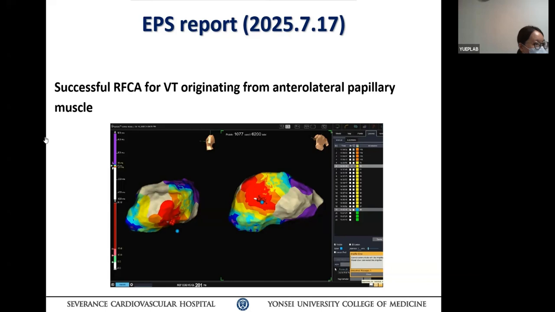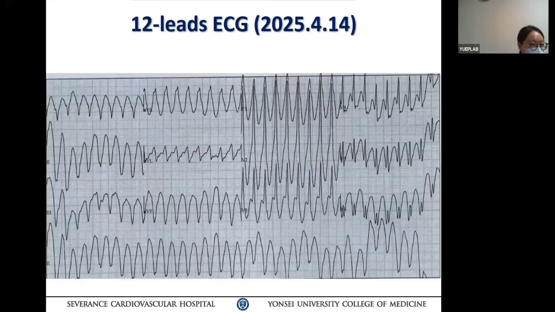Go back to your ECG. This is consistent with the inferolateral VT. I mean, anterior papillary muscle. It would be trouble for me to state this is an anterolateral papillary muscle VT. Why is that? Because AVL is biphasic. AVL, look at how tall that is. It's more lateral.